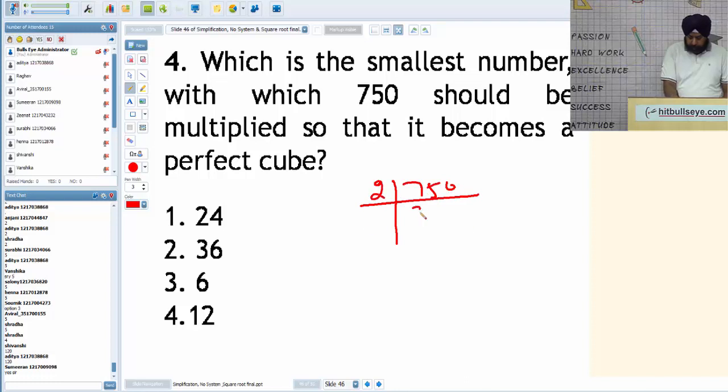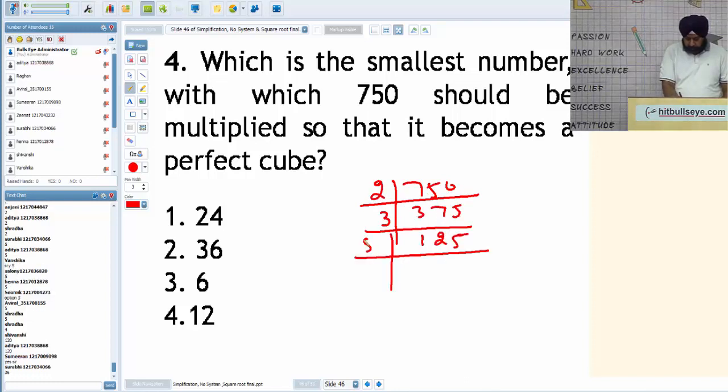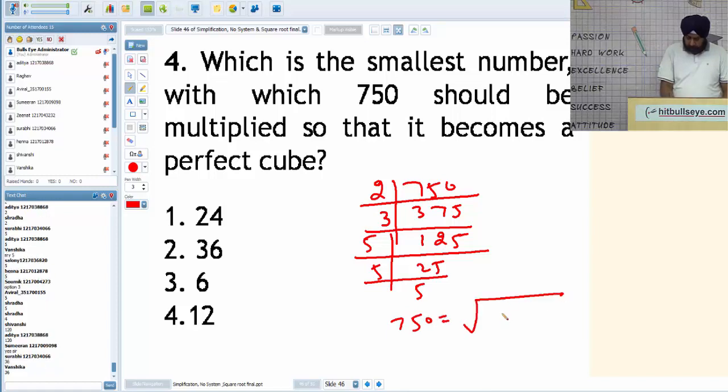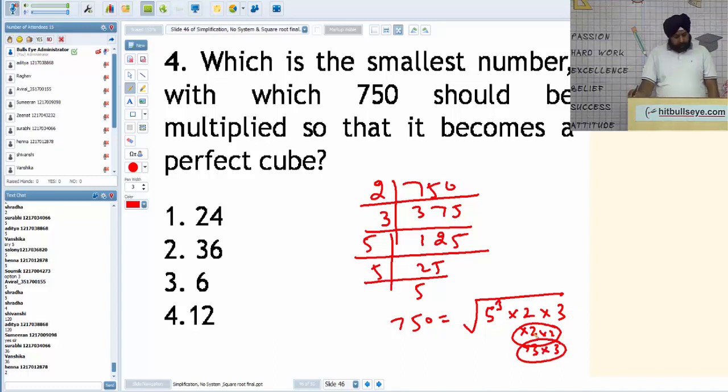Very basic method. 3 plus 7, 10 plus 5, 15. It is divisible by 3. It's 5. It's 5. So 750 can be written as 5 cube into 2 into 3. So you need 2 twos here and 2 threes here. So you need 4 into 9, 36. Absolutely, all of you are correct. So the answer is 36.